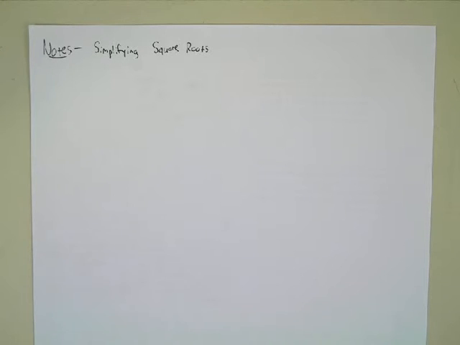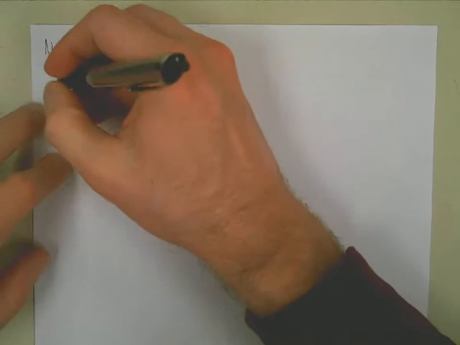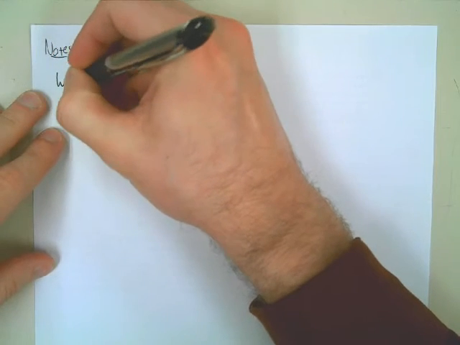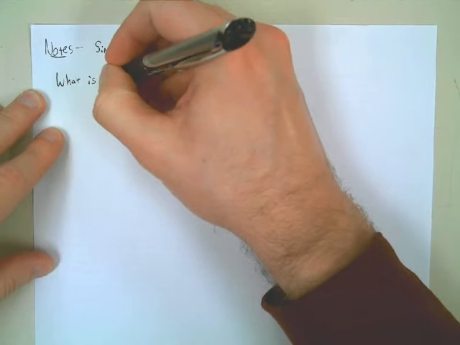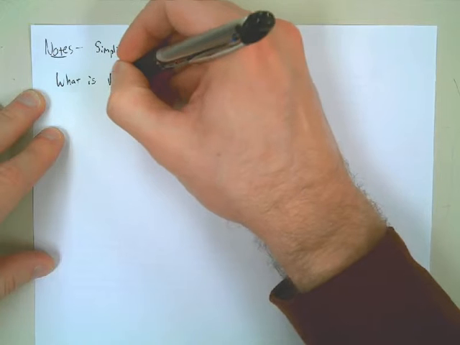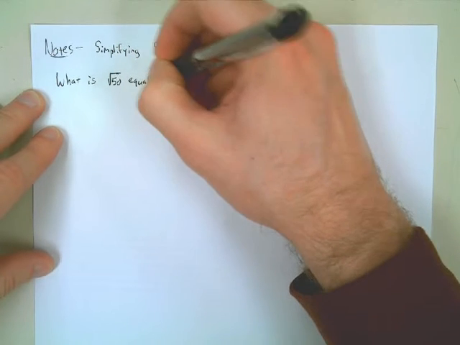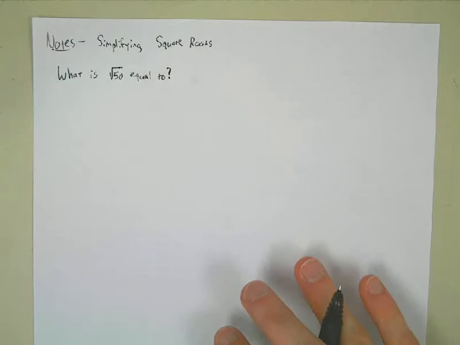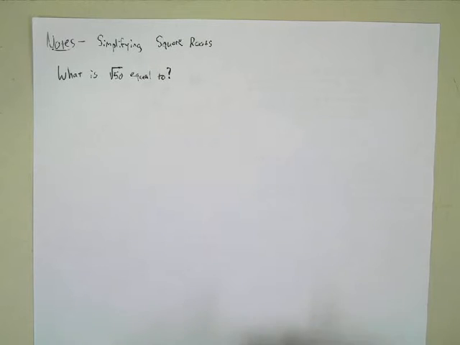Okay, so let's jump into things here. Let's say our question is something like this: what is the square root of 50 equal to? It's not necessarily good English, but we'll start with that. What is the square root of 50 equal to? The idea here is we want to come up with equivalent statements to this.